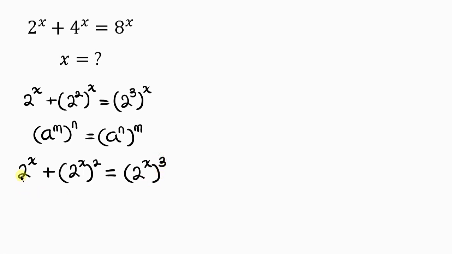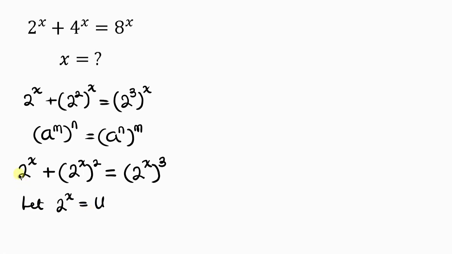Now notice I have 2 to the x here, I have 2 to the x here, and I also have 2 to the x here. So 2 to the x is common. That means I'm going to be introducing substitution. So I can say let 2 to the x be equal to u. So that means wherever I see 2 to the x, I'm going to be putting u there.